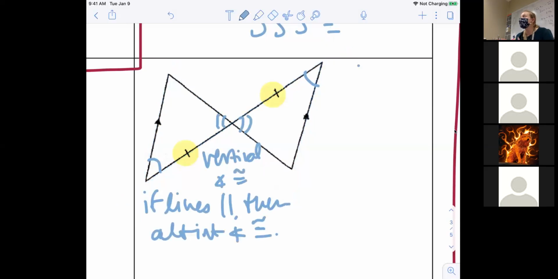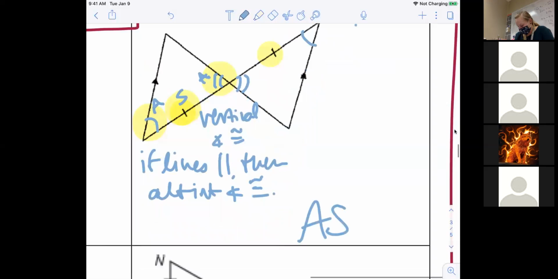And based on what we drew, what would I say is my reason for these triangles are congruent? I have that, I have that, I have that. It'd be A, S, A. Does what matter? Right, good. We don't have two sides, so we can't write that. Good question.